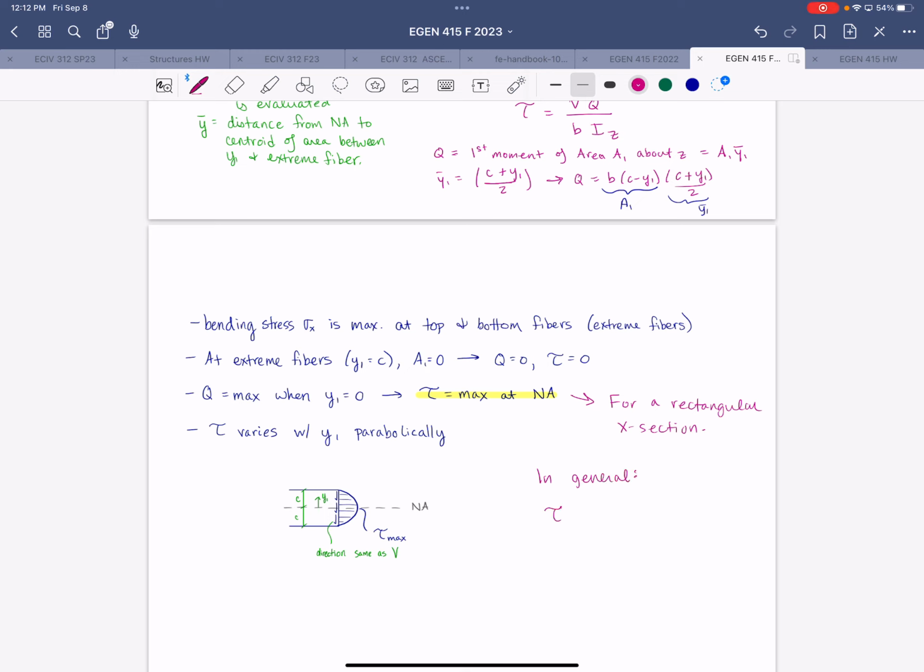All right, in general, the maximum shear stress is going to occur where Q divided by B is max within the cross-section depth, right? So we'll dive into that a little bit on the next page. Questions so far?